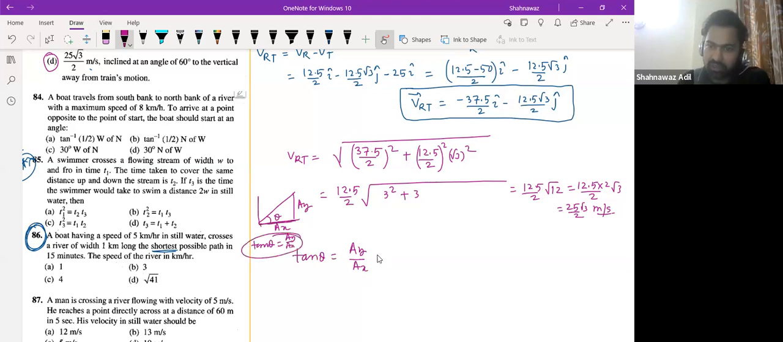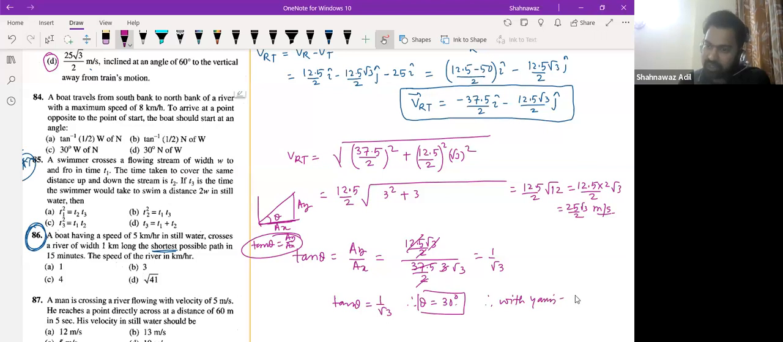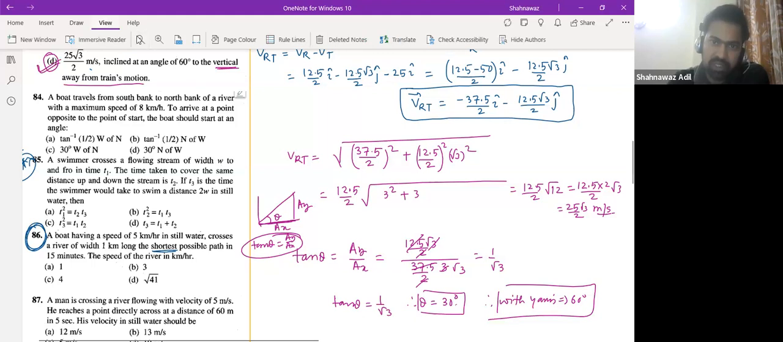So let us find out this thing first. So what is this thing? This is 12.5 root 3 by 2 divided by 37.5 by 2. So this is 3. 2 is cancelled. This is root 3. So this is 1 by root 3. So tan theta is 1 by root 3, which means that theta is 30 degree. But this is with the x-axis. So with y-axis, this would be how much? 60 degree. Right, with vertical. So they are saying with the vertical. Right. So this is the option. Is it clear, everyone? Is it clear?